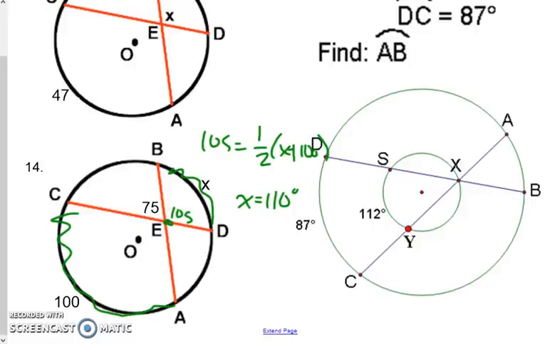Okay, and then I want you to go ahead and do 13 and 15 and come in tomorrow and we'll talk about them. A hint for 15, start by finding that angle there. And with that, we've kind of rounded out 10.5. We've kind of gone full circle with it, and maybe we'll circle back to some of this later.